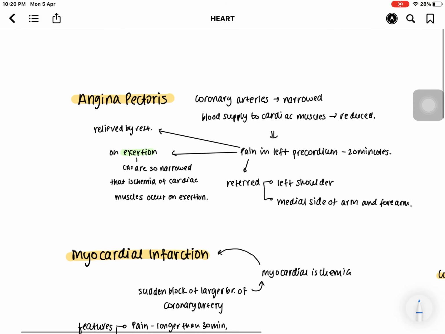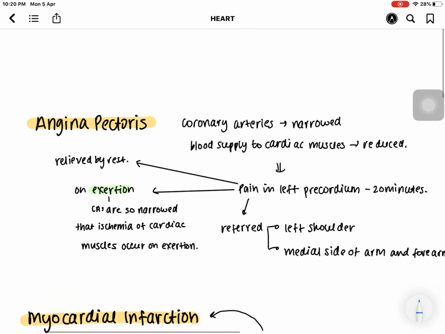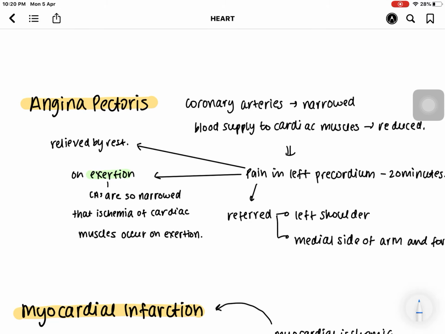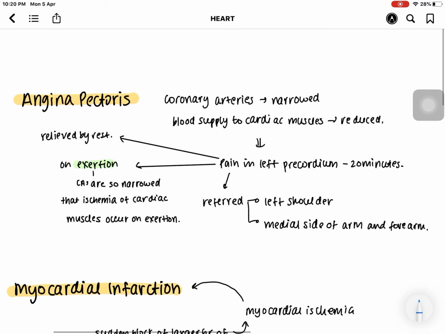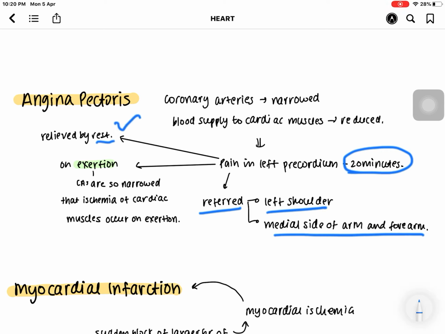Coming to some terminologies, angina pectoris. Angina pectoris is a pain in the left precordium which lasts for around 20 minutes. This pain gets referred to the left shoulder, medial side of the arm and forearm. It is relieved by rest, the main important thing, and can be exaggerated on exertion. Angina pectoris is due to narrowed coronary arteries.